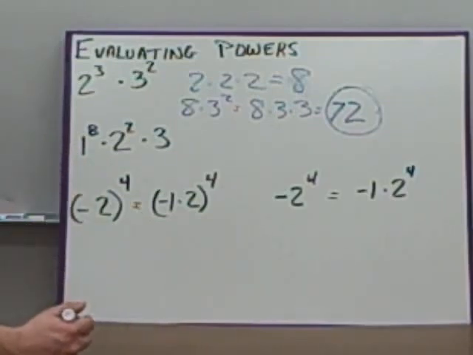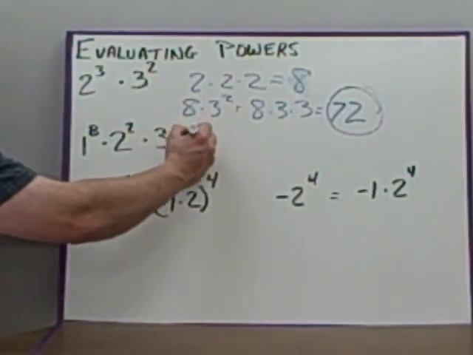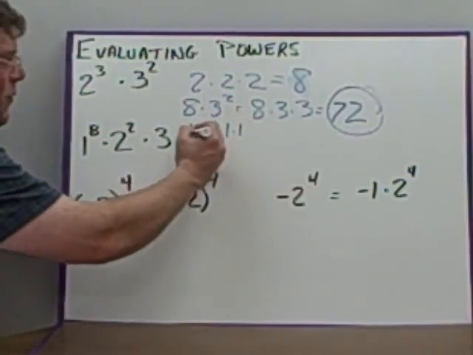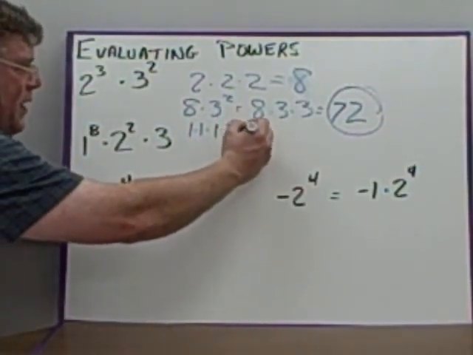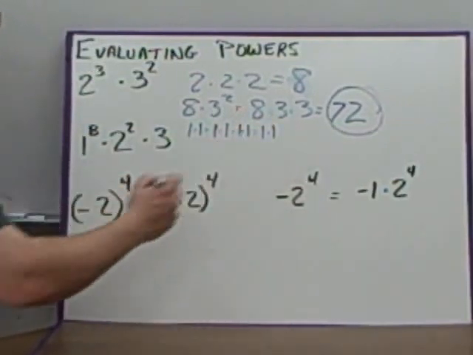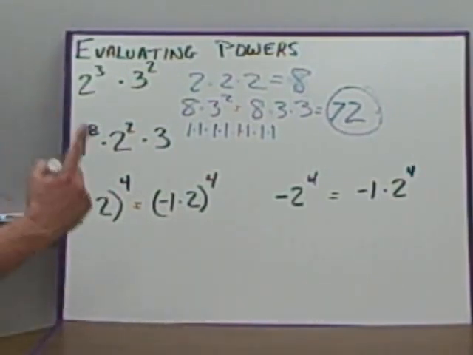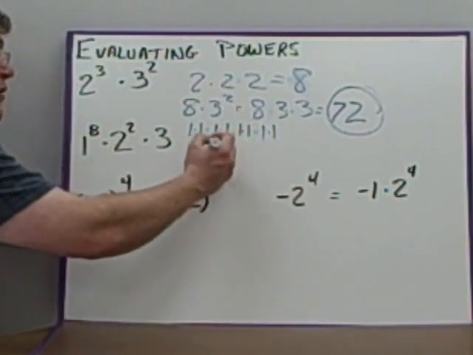Here we have 1 to the 8th. Well, 1 to the 8th is 1 times 1 times 1 times 1 times 1. It's 5, 6, 7, 8. But 1 times anything is itself, and 1 times 1 is going to give you 1. So it doesn't matter whether I have 1 to the 8th or 1 to the billionth, it's going to equal 1. So all that becomes just 1.